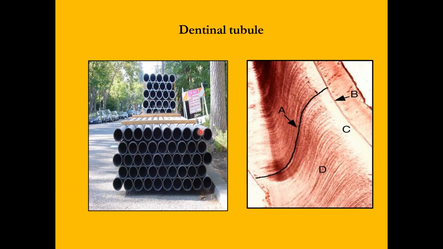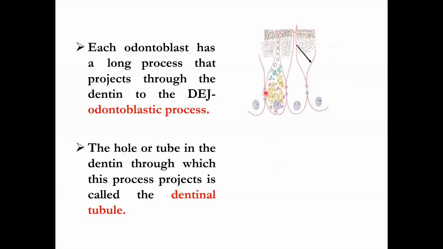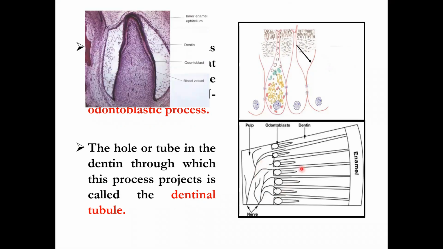They're called tubules because they resemble tubes. They're nothing but empty, hollow structures which contain dentinal fluid as well as odontoblastic process traversing through it. Odontoblasts are present in the superficial zone of pulp, and they have a long process called odontoblastic process, which crosses the dentinoenamel junction and passes through the dentinal tubules. So in other words, you can call dentinal tubules the tubes in which the odontoblastic process traverses.